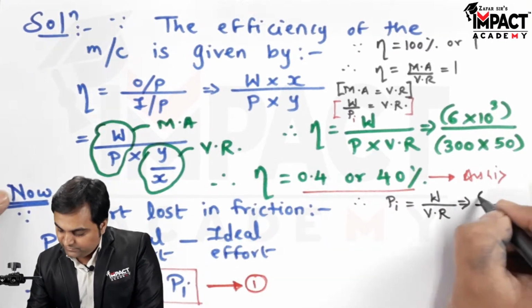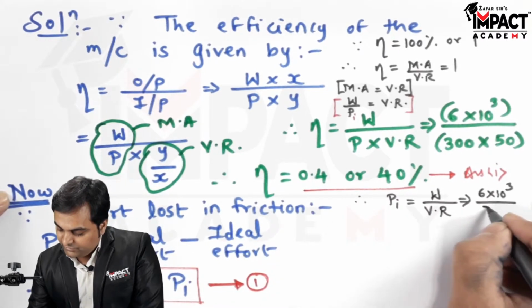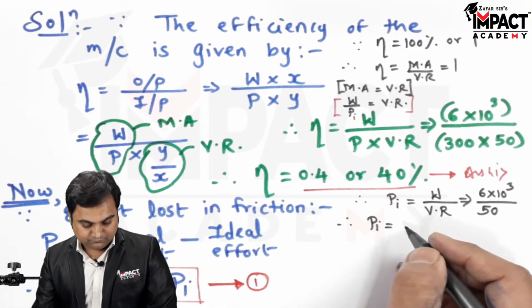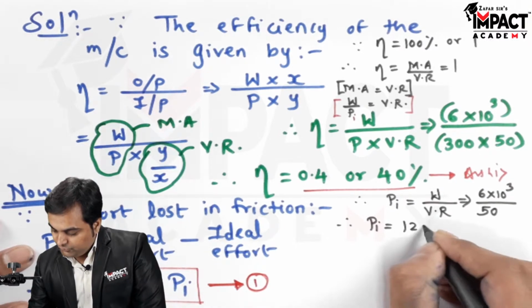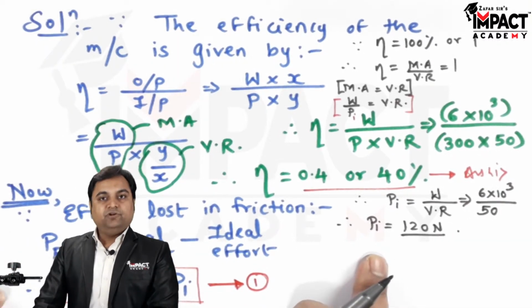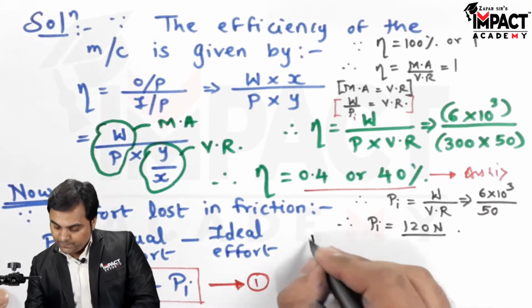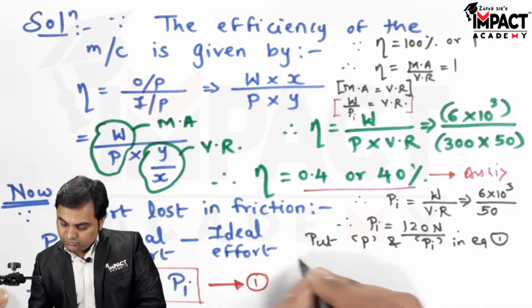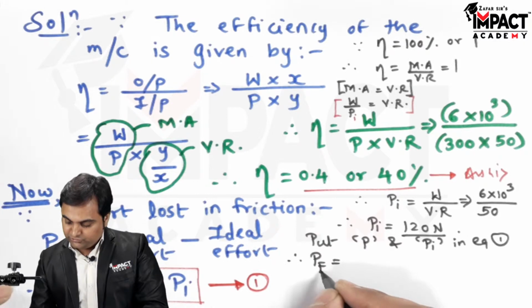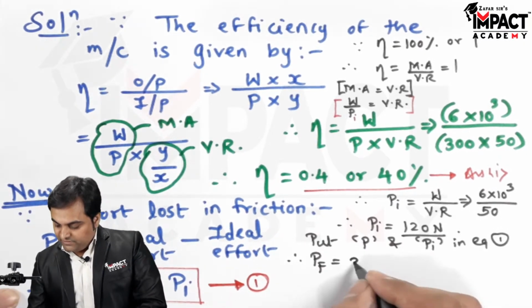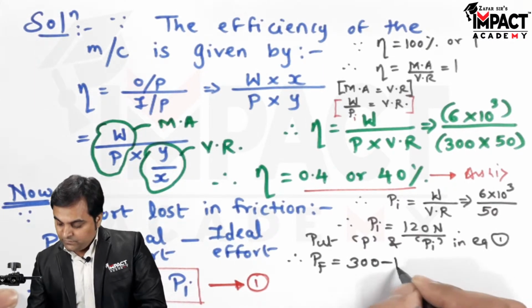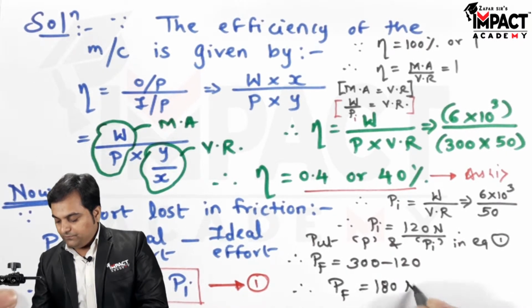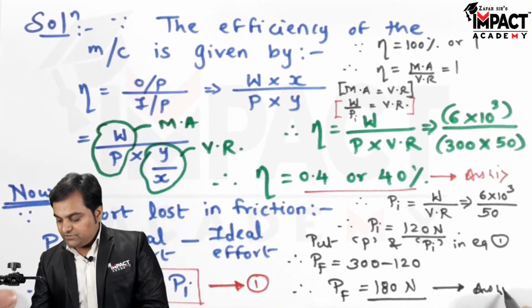Now W value is there with us, it is 6 into 10 raised to 3. The velocity ratio is given as 50. So ideal effort would be 120 Newton. Now ideal effort and actual effort both are known, so I'll put the actual effort and ideal effort in the first equation. So I'm going to get the value of the effort lost in friction. The actual effort is given as 300, ideal effort is 120. So the effort lost in friction comes out to be 180 Newtons. That's the second answer.